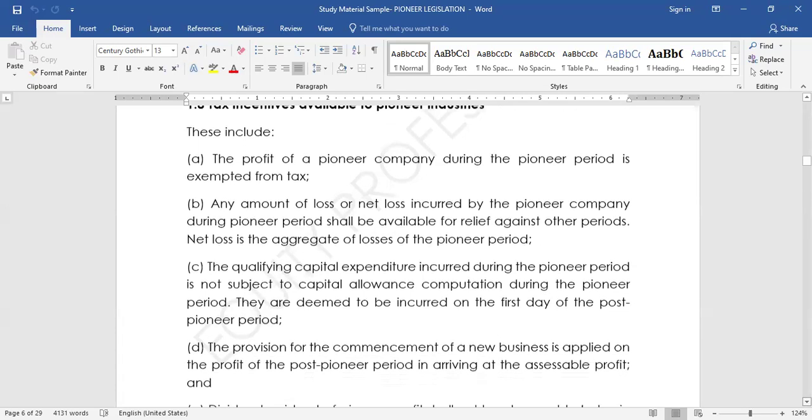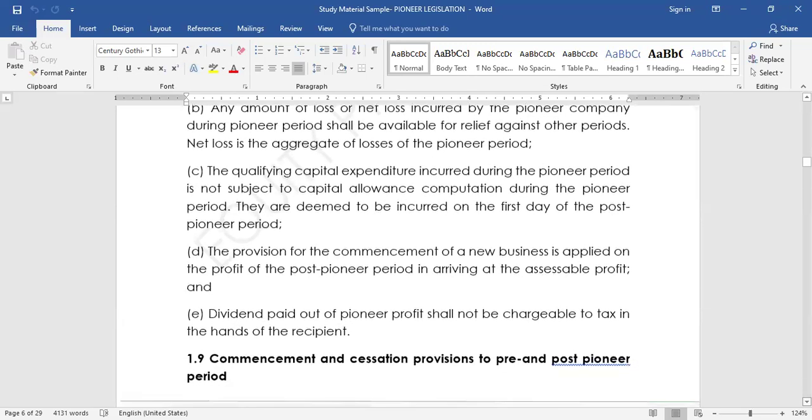Another incentive: the provision of commencement of new business is applied to the profit post-pioneer period in deriving assessable profits. That means for the post-pioneer period, after the pioneer period, we are going to apply the commencement rule. We're going to zoom in on something in new business.